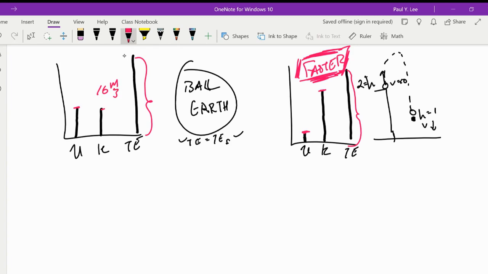Initially, it was moving at 10 meters per second up. And so we want a number that is bigger than 10. I know that looks like a 16, but trust me, that's a 0.